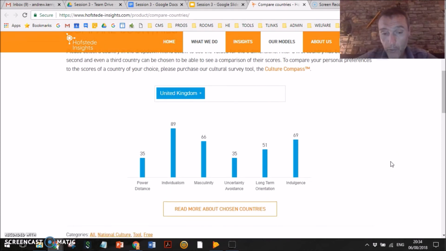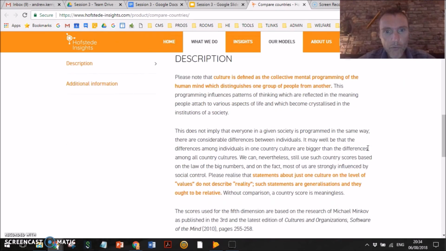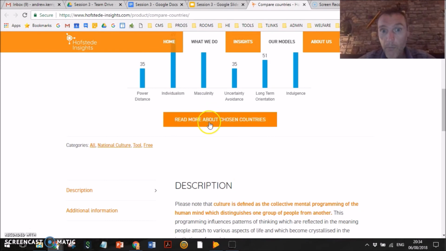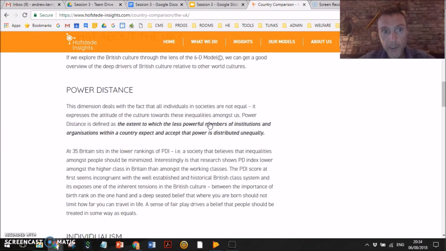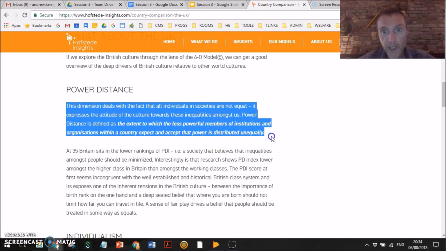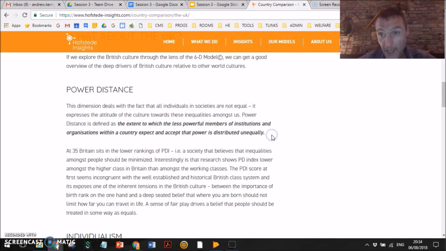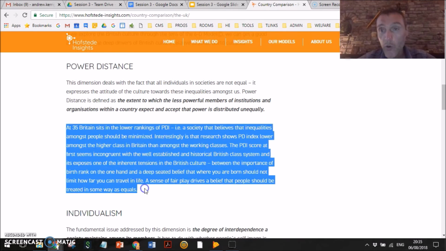and you have a readout. Power distance is 35, which is quite low. So here we can go down and we have to open, read more about chosen countries. We open this one, and we can read about power distance. So a general description of what that orientation is, and specific information about Britain.